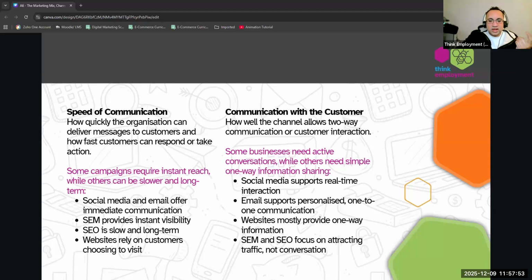So websites mostly provide one-way information. So that is your shop front, but if you don't want it one way, you might add a chat bot or something to it. SEM and SEO focus on attracting traffic, not conversion. Okay. So it's about traffic generation.